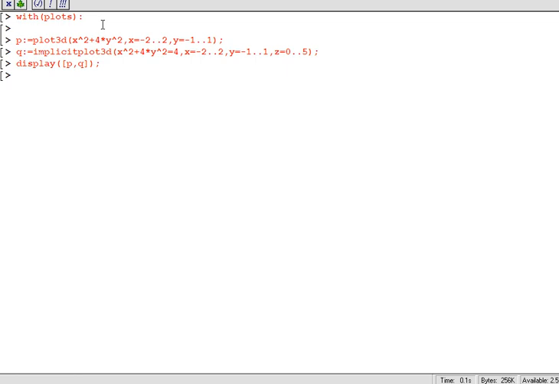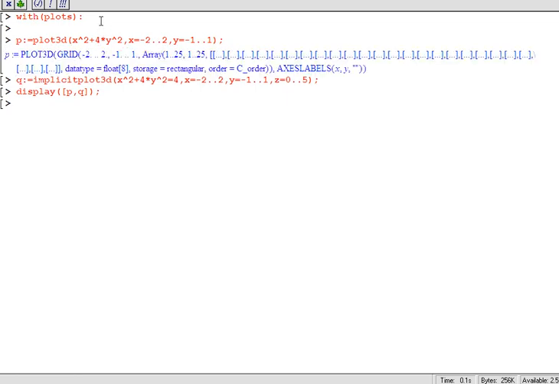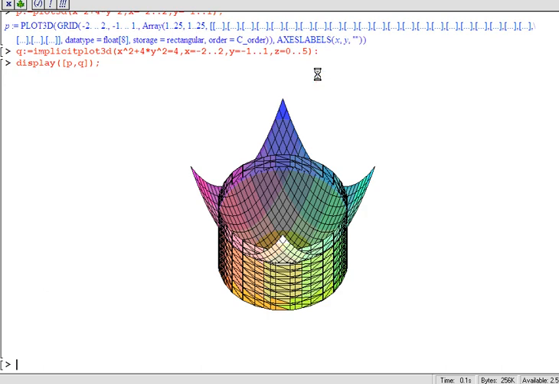Okay, I had spelled implicit wrong. So again, let's do with plots. We're going to plot the first one and the second one. Let me suppress the output. And then we're going to display both of them on the same plot.